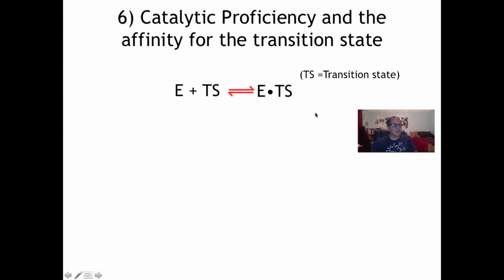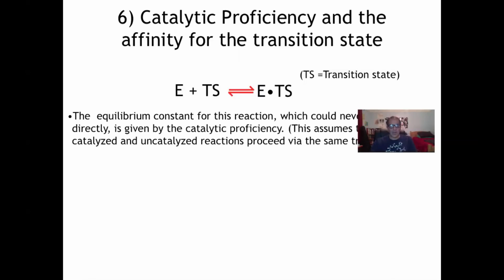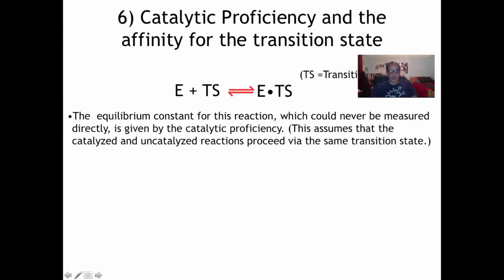But in effect, you can do that by measuring the Kcat, the Km, and the K-non for any given enzyme. And by combining those in the way we saw on the previous slide to get the catalytic proficiency, you're also coming up with a measure of the affinity of the transition state for the enzyme. So why is that significant?